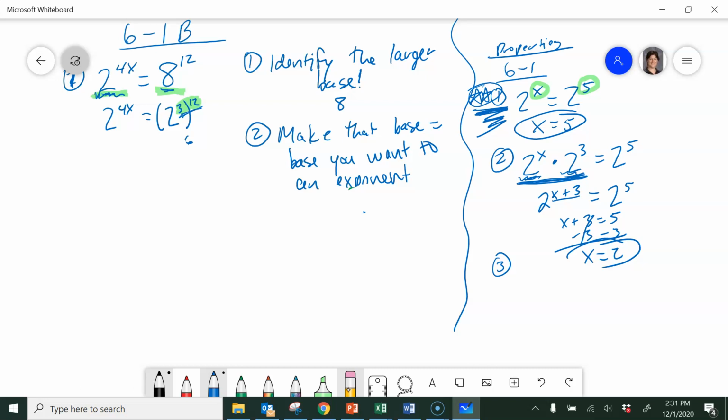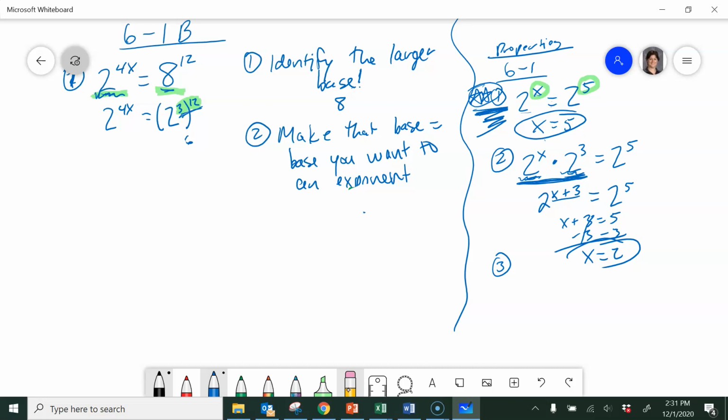So we kind of started by talking about the properties that we learned in 6.1a, which is that if we have two bases that are the same on both sides of an equation, we can set the exponents equal to each other. We also then quickly reviewed what happens when there's two things on the same side. What we had just started doing is this problem, 2 to the 4x equals 8 to the 12.